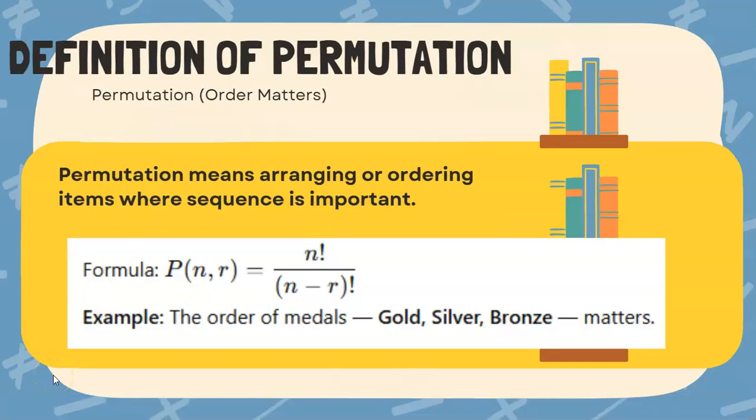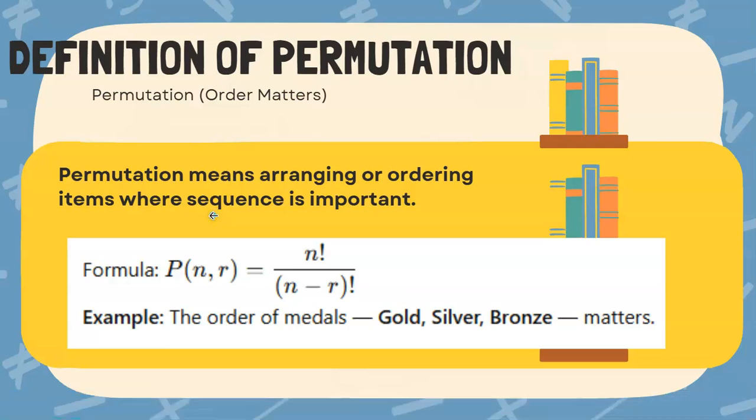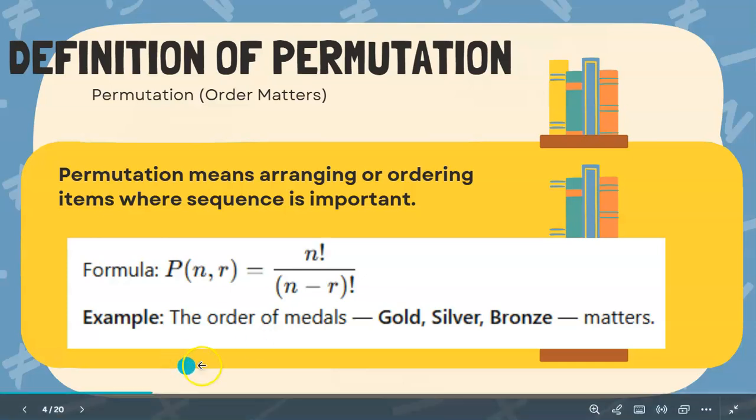So what is a permutation? Permutation refers to the arrangement of objects or symbols where the order matters. So here's the formula for permutation. We will not be discussing in detail the computation part for now. We will do so in another video. In this session, we will just be identifying whether the situation is a permutation or a combination. So here's an example of a situation where order matters. Hence, it involves the permutation operation. So the order of medals, gold, silver, bronze, such order matters, right?